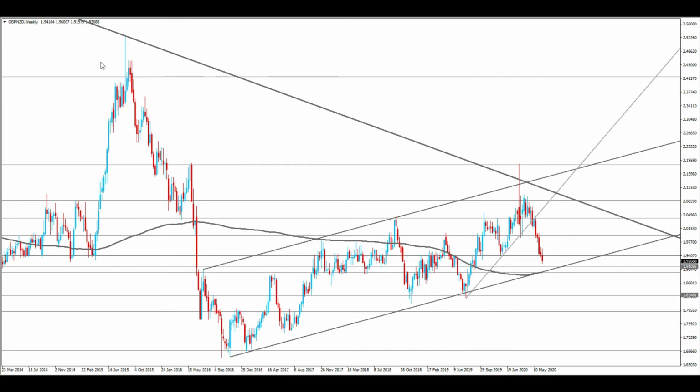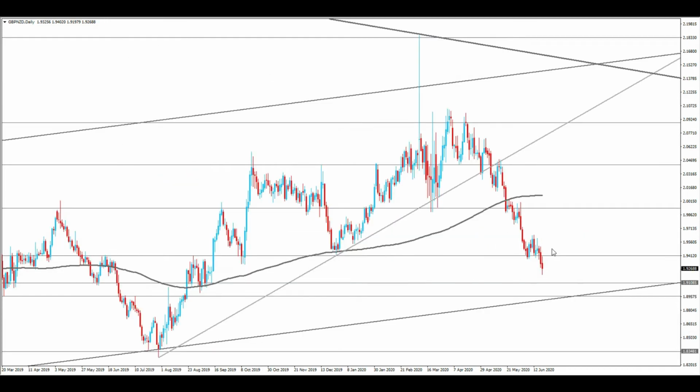So we'll be looking for longs for GBP NZD next week. So either we have a false breakout of this level here and we look for longs there, or longs at this area around here with this weekly trend line.